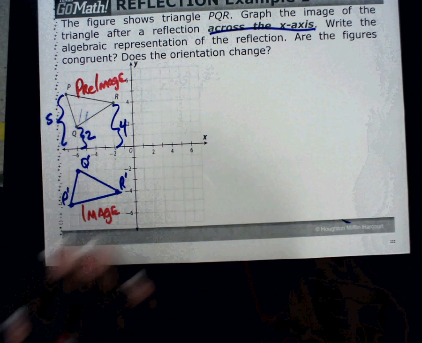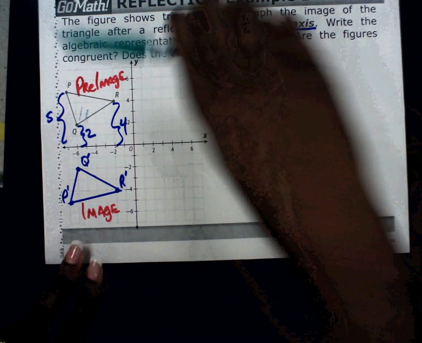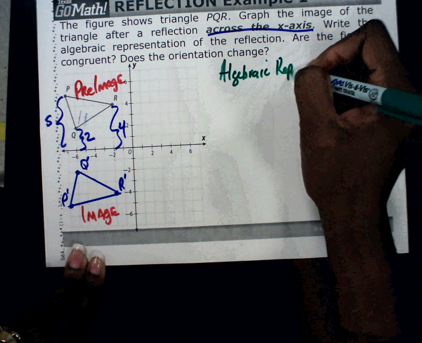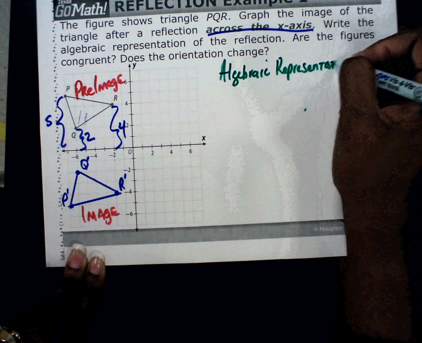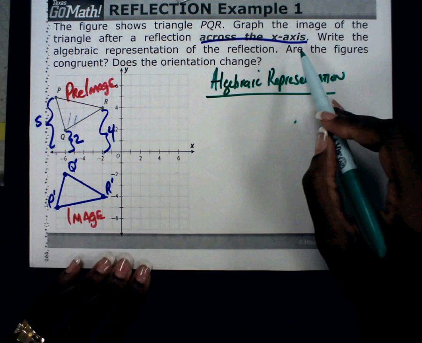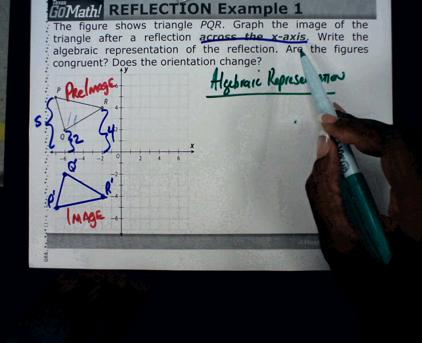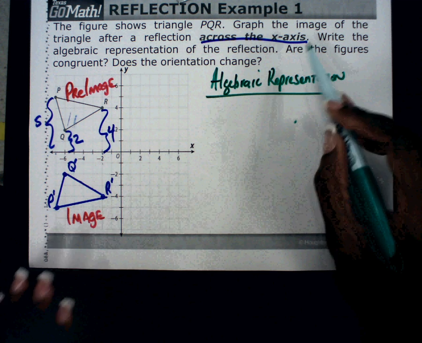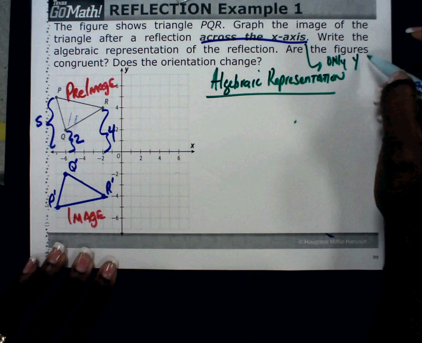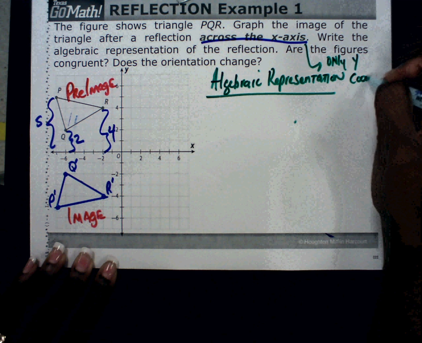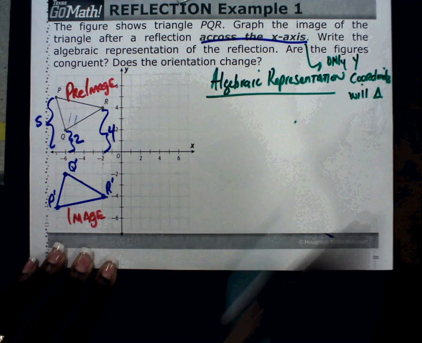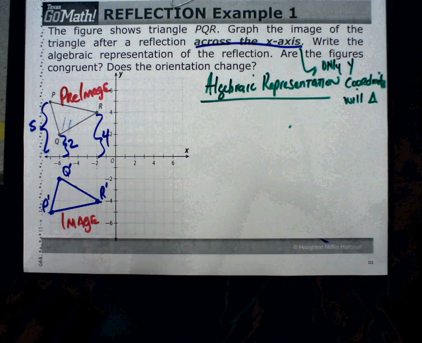Okay, so let's do it in green. Excuse me. So algebraic representation. Okay, and so before we do this, whenever you reflect across the x-axis, that tells you that the x-coordinates will not change. So only the y-coordinates, I'll put it here, will change, and that's what the triangle means, will change.